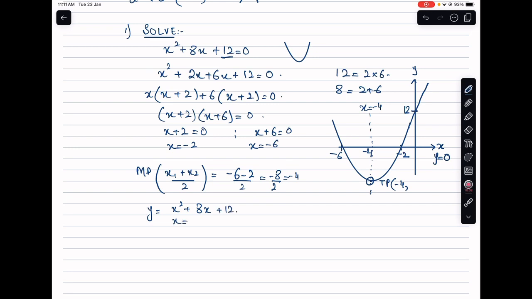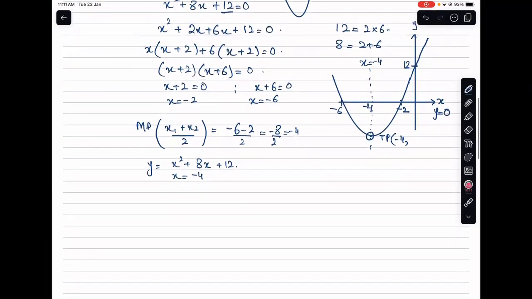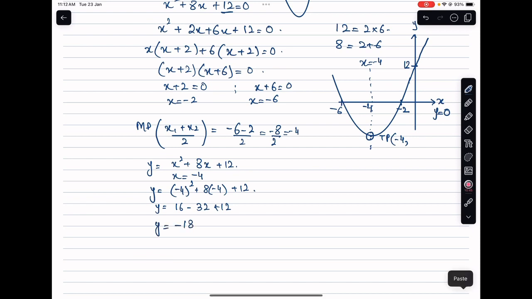Now I know x is -4, so the corresponding y value here is going to be -4 the whole squared plus 8 times -4 and then plus 12, or I can say that my answer is 16 minus 32 plus 12, so this gives me the y value as -8, meaning I have the y coordinate of the turning point as well, and this y coordinate of the turning point is -8 here. So this is how I can easily sketch a quadratic curve.